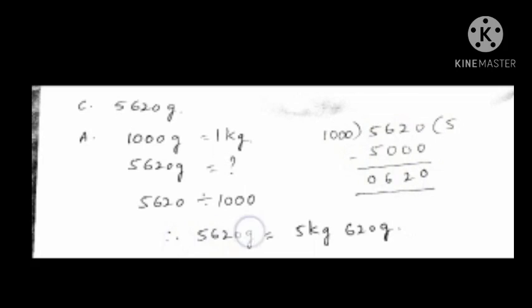Therefore, 5620 grams is equal to, the coefficient we will write as kilogram and the remainder we will write as grams, no children? So what is the answer? 5 kilogram 620 grams. Therefore, 5620 grams is equal to 5 kilogram 620 grams.